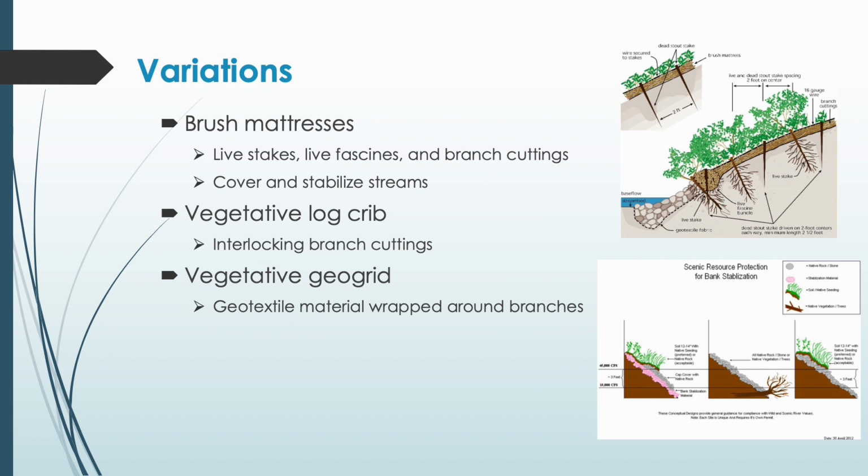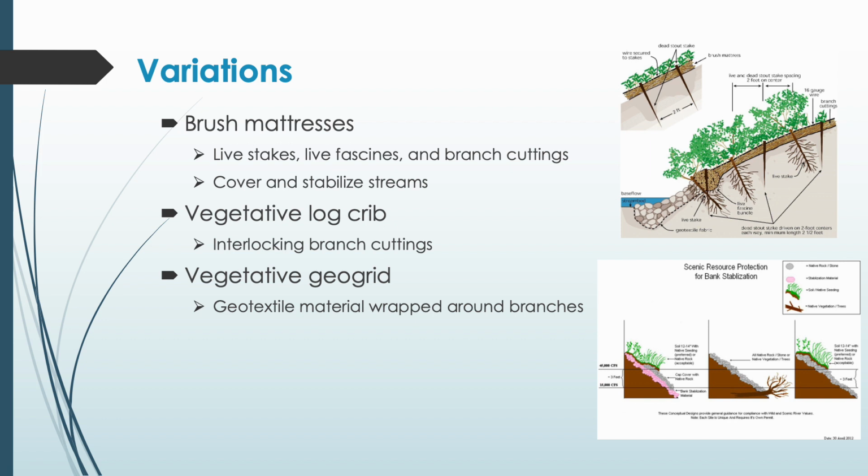There are a couple of variations in these stream bank protections. There are a lot more than what I put down, but for the first example, there are brush mattresses, which you can see in the top image that I put. As you can see in the picture, there are live stakes being put into the ground, and also live fascines. I don't know if I'm pronouncing that correctly, but they're also put into the ground. And then you see that brown covering; those are branch cuttings.